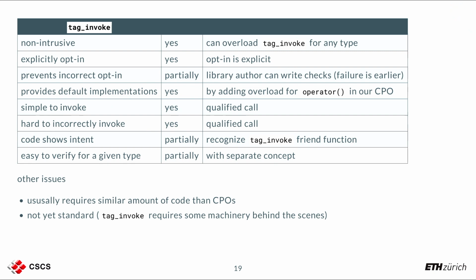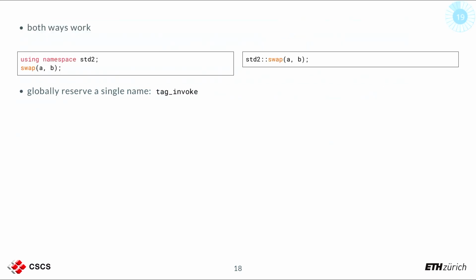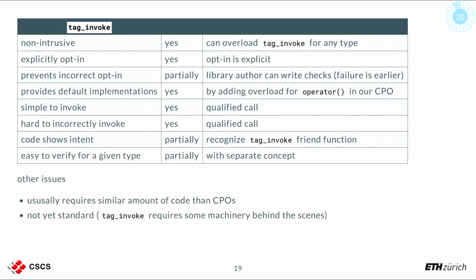It's explicit what you're doing, and its opt-in is also explicit. And as before, you can use both ways of writing stuff with unqualified call or qualified call, and it will work. So I'm not going through all those, but notice that some things have improved a little bit in my opinion, but there is no yes on everything. So it's not a perfect solution either, but it's much better. It usually requires a similar amount of code than before and is not yet standard.